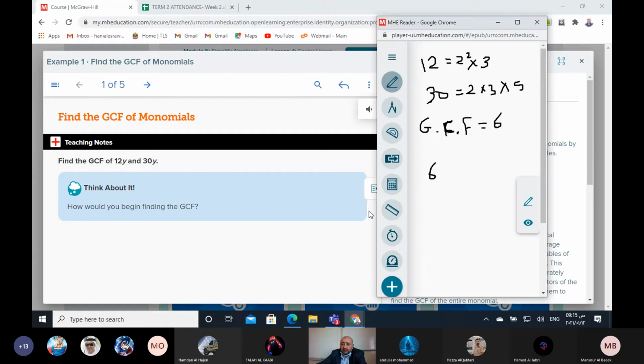Then take the common variable. Here we have y and here we have y, so take y. So the GCF between the two monomials here will be 6y.